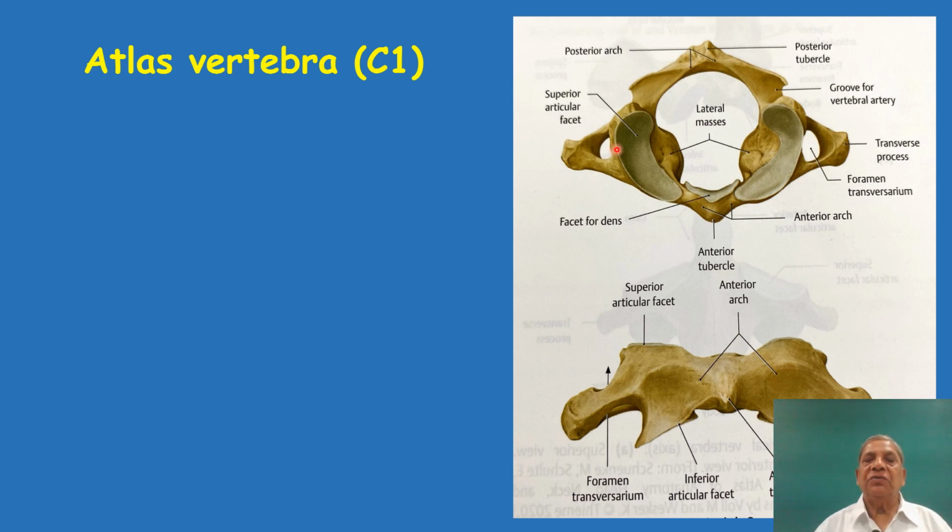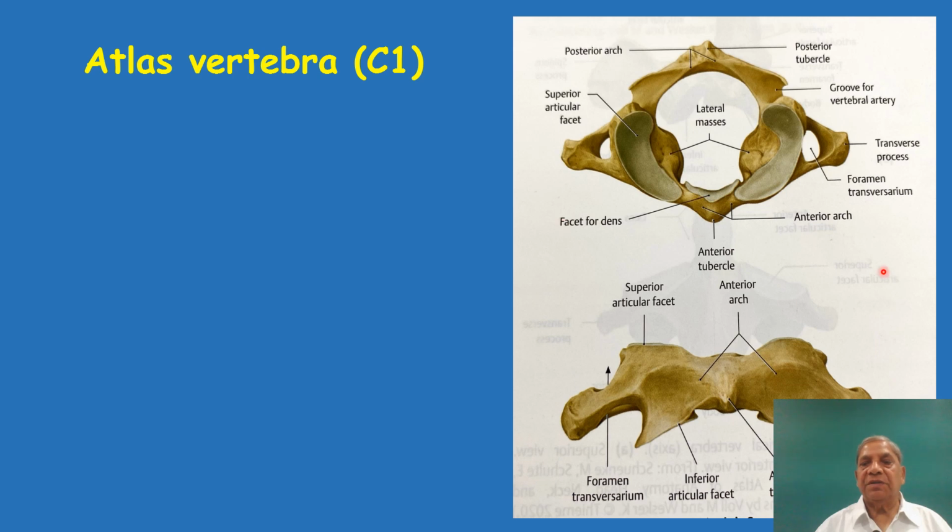Then he may ask you how the transverse processes are different from those of the other cervical vertebrae. You say that though there is a foramen transversarium, which is the characteristic feature of a cervical vertebra, here the anterior tubercle and posterior tubercle of the transverse process are not present. There is only a single tubercle on the lateral-most aspect, or the end, of the transverse process. So these are the structures which he may ask about the atlas vertebra.